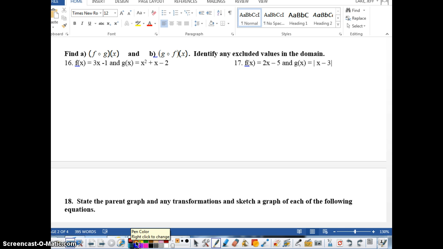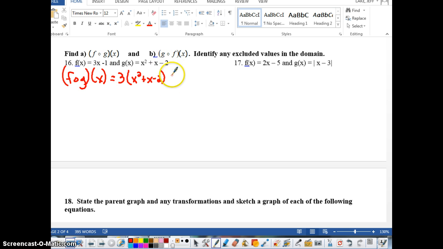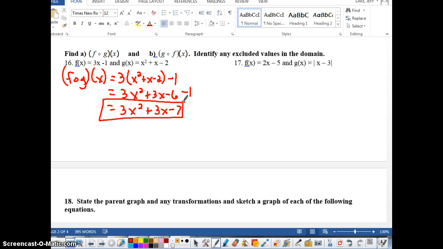All right, going back to 16 now. So f of g of x. You're going to rewrite f of x, but you're going to take g of x and plug it in there. So it's going to be 3 times (x squared plus x minus 2). You're replacing the x with the new one, x squared plus x minus 2, and it's still that minus 1, so 3x minus 1. Now we just simplify. So when we do this, this is 3x squared plus 3x minus 6 minus 1. So that's 3x squared plus 3x minus 7. That's my answer for f of g of x.